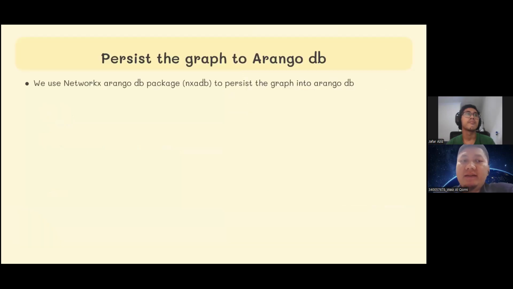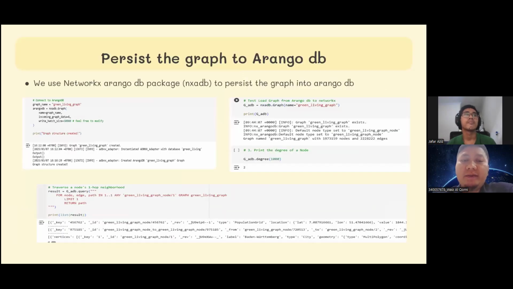Then we persist the graph. We use the NetworkX ArangoDB package, or NX-ADB, to persist the graph into ArangoDB. You can see from the notebook that we have a graph in our database in ArangoDB. This graph is built from the NetworkX graph we built in the previous section.